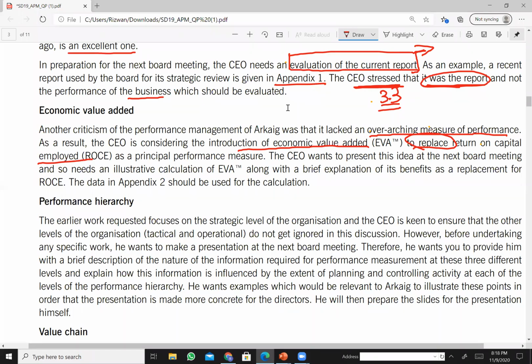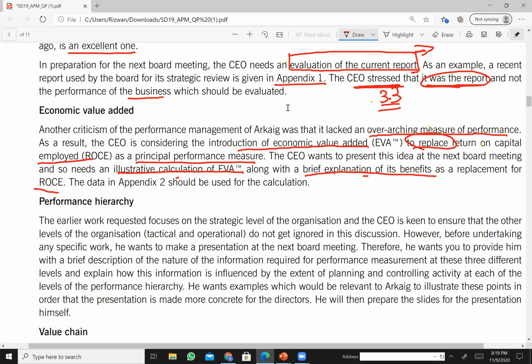And as I mentioned, you need to find out the real requirement in the question. So it says that to replace return on capital employed as a principal measure of performance, the CEO wants to present this idea at the next board meeting, so needs an illustrative calculation of EVA along with a brief explanation of its benefits as a replacement for ROS. The data in Appendix 2 should be used for calculation.